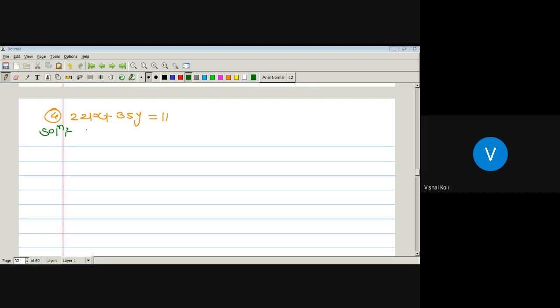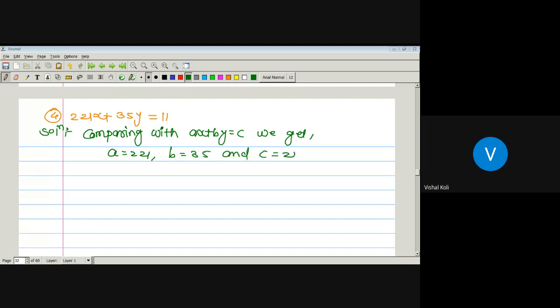Yes, we have to compare this one with... What is the GCD of A and B? 1.